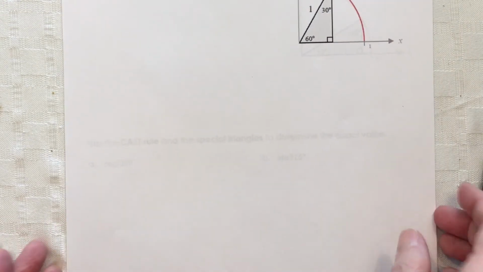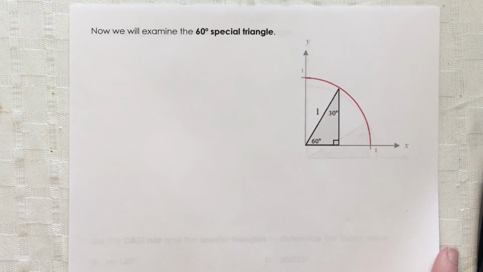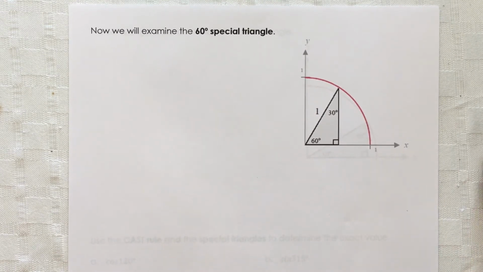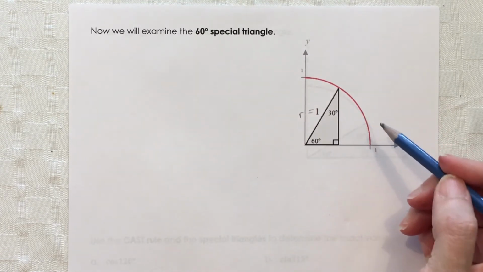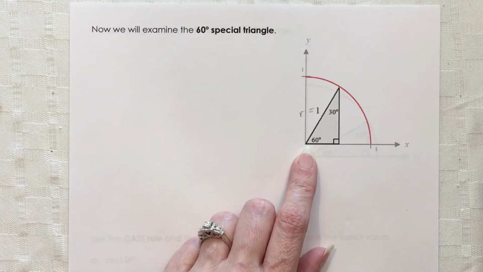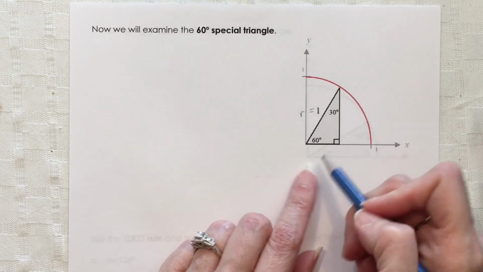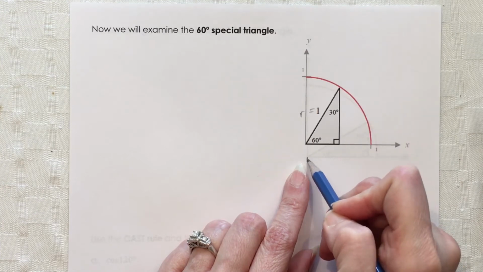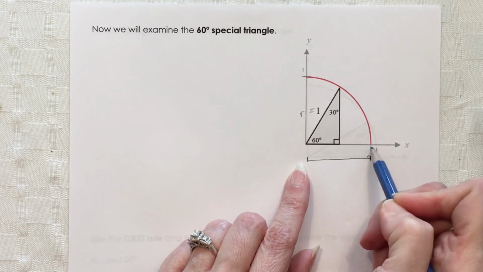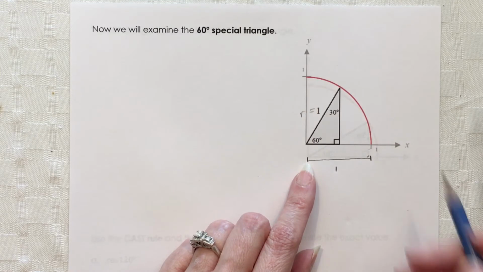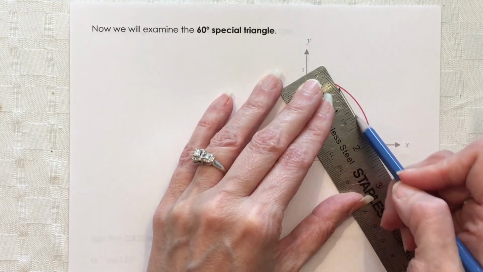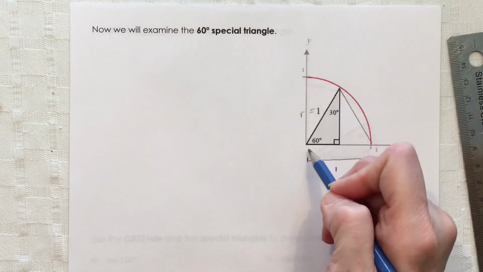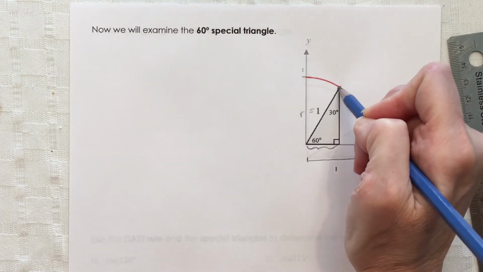Now we're going to look at our second special triangle, which is our 60-degree triangle. So again, our r value is 1. R is 1. And so what we're going to do is imagine that we've created an isosceles triangle, because this distance from here to here, it shows you on here, is also 1. So this is just going to help us get. So what we really want is to know what this value is.